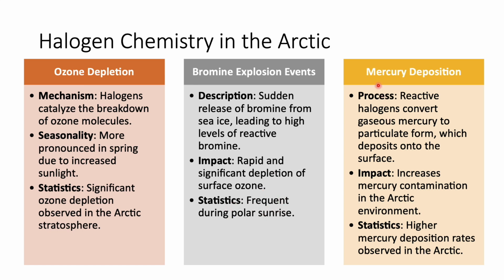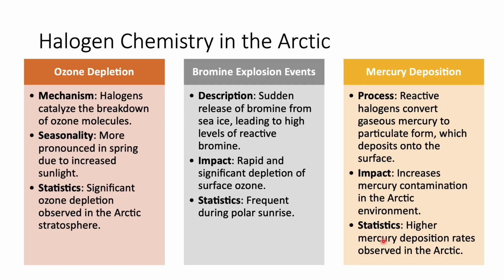And the next one is another important thing, which is mercury deposition. The reactive halogens convert gaseous mercury to particulate form, which deposits onto the surface. This increases the mercury contamination in the Arctic environment, where we had seen bioaccumulation and biomagnification. Those things we had studied earlier in the contaminant module. So higher mercury deposition rates are observed in the Arctic region.